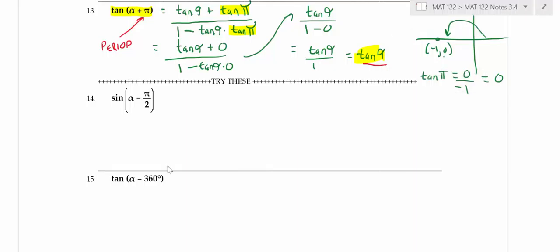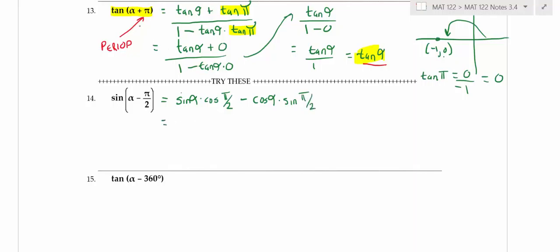Okay, so here's what you should have done on this problem. You're going to use a sine difference identity, so you should have done the sine of alpha times the cosine of pi over 2, same sign, and then do it backwards. Do the cosine of alpha times the sine of the second, like this.